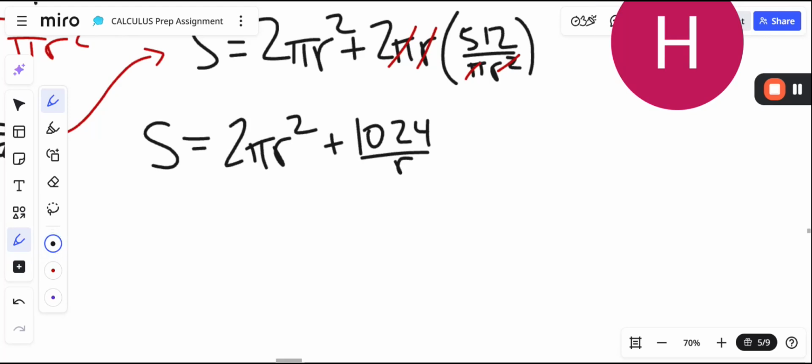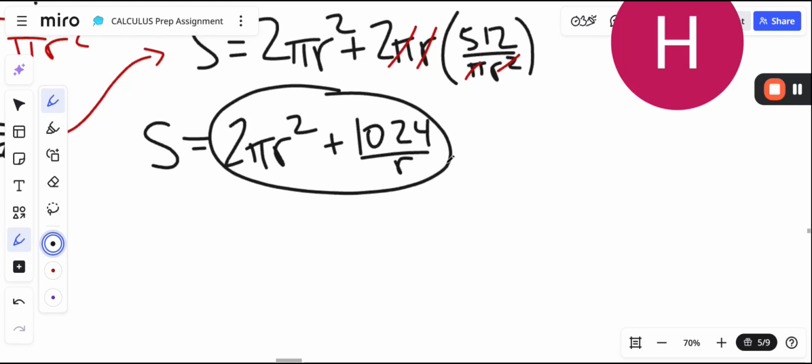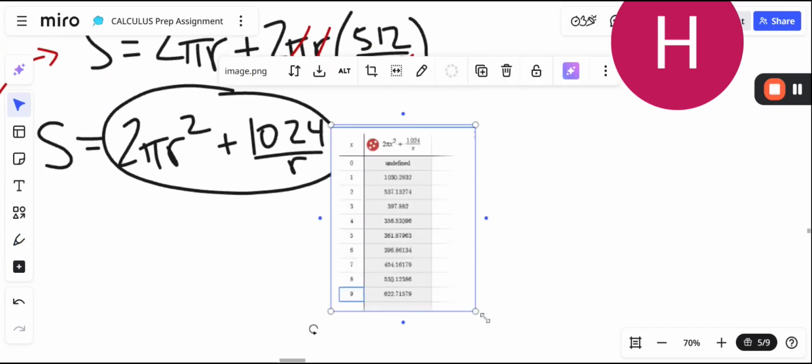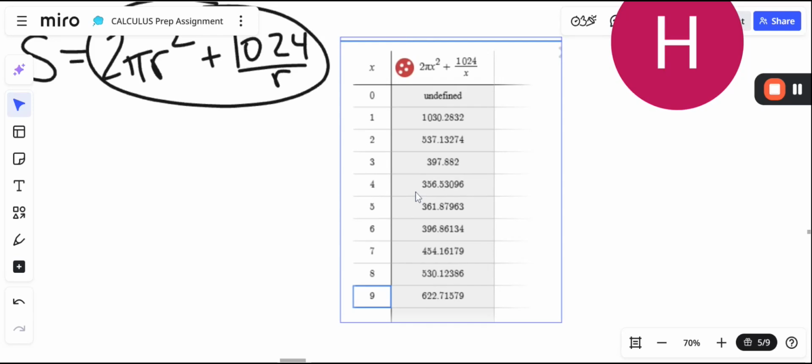Okay, let's see. So again, we're going to get this into DESMOS. I think it's a great idea to use DESMOS as a tool. And I'm just going to represent this equation on our table. You'll see on the function. So 2 pi r squared, and I'm just going to use x because why not? Plus 1024 over x. Let's get it on a table, and we'll have 0 to 9. And what we're representing, again, here is the amount of surface area given the value of the radius r.